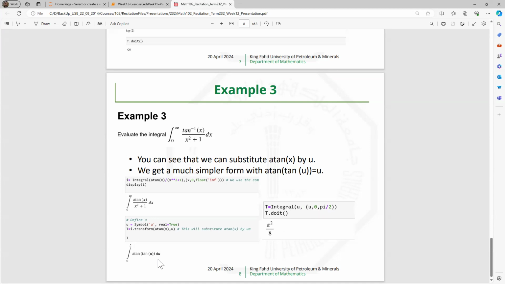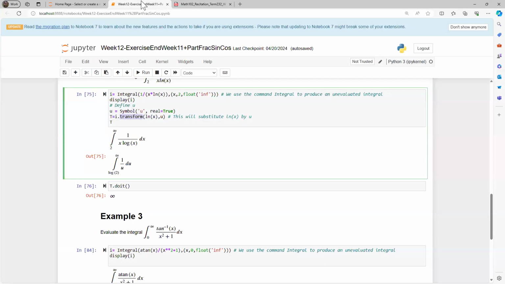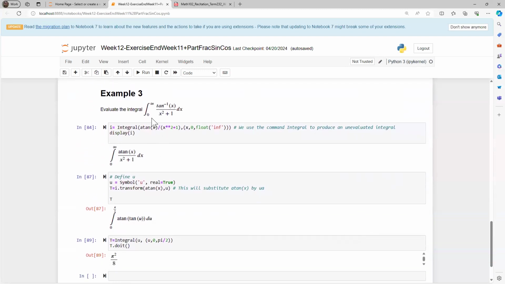Okay. Here from the library, you could try different ways. It seems that the library is not able to recognize that a tan applied to tan gives the identity itself. It gives u. So once we force it to do it, t that do it, we get pi squared over 8.